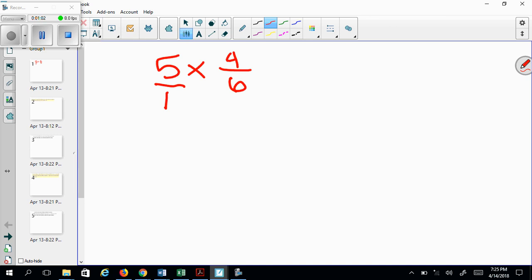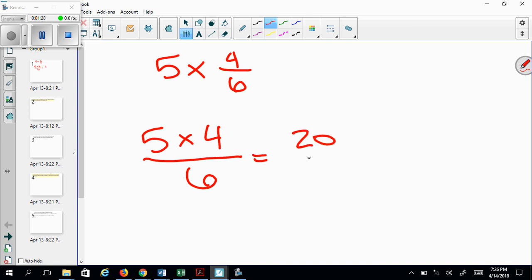When you multiply fractions, you multiply the numerators and you multiply the denominators to get your new fraction. So for us, because this is over 1, we just take and multiply the whole number by the numerator. So what that looks like is 5 times 4, and that is over 6. The denominator stays the same. So 5 times 4 is 20. Again, the denominator is 6. Does not change at all.